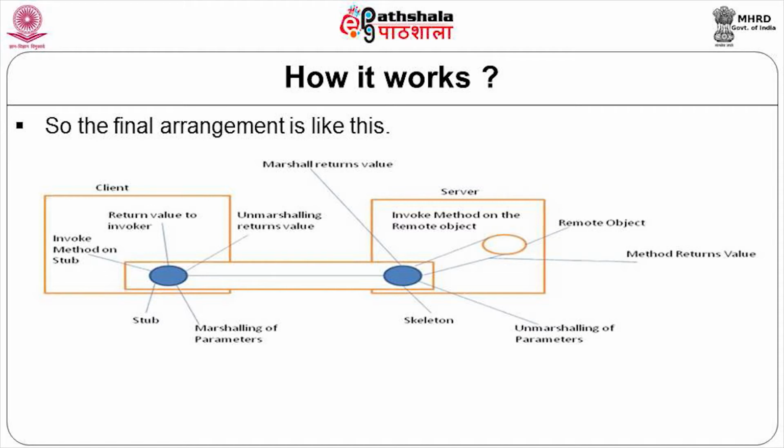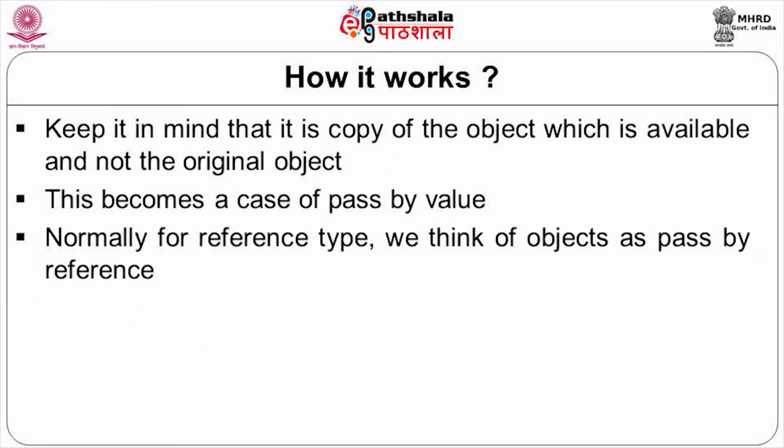One thing we can see here is that the unmarshaled value is nothing but a copy of the original object. It's not the same object as such. It's just a copy. Keep that in mind. We'll see something related to that, because this becomes almost a pass-by-value case, whereas for reference types, in normal method invocations, we think of it as pass-by-reference.